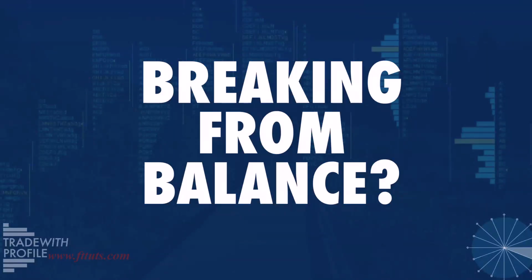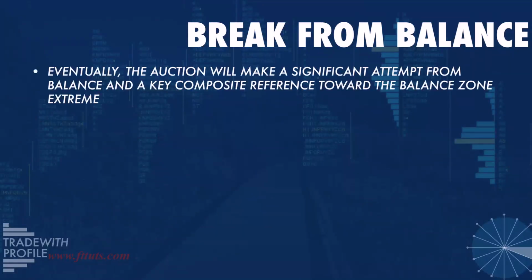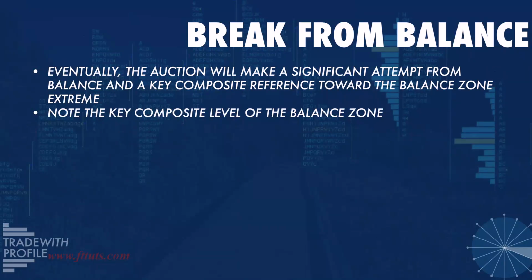Okay, so we talked about we don't know when, but we know from where, right? So when I look at a long-term composite, like on a chart like this, this was Tesla, starting to make its break in November of 2019. Note where this big, massive move started from. After really about 2 months of balance around that 341 node, that's where the move began. So eventually, the auction will make a significant attempt away from balance and that key composite reference toward the balance zone extreme. Note the composite level of the balance zone.